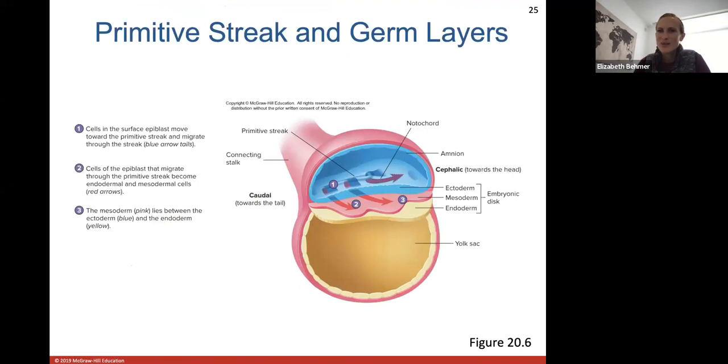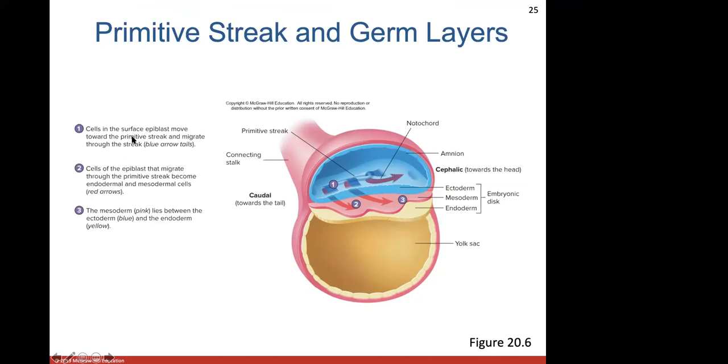So here we have the primitive streak and the germ layer starting to form. Here we have, again, the embryonic disc, which refers to the central part, and that's where the embryo will begin to form. And these are the three germ layers. We have the ectoderm, the mesoderm, and the endoderm that are forming. And here we have the caudal end, which will be the tail or the rump, and then the cephalic end will be the head of the embryo.